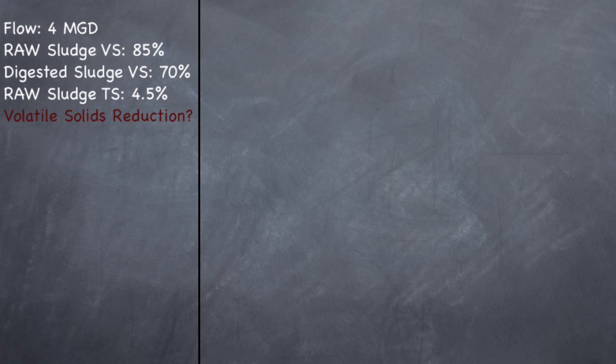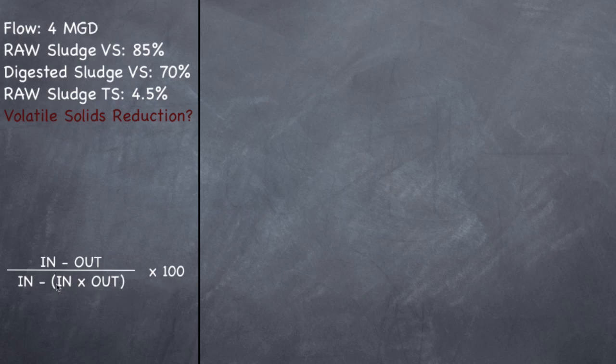And a volatile solids reduction is how much percent are you reducing the volatile matter? So how much organic matter are your anaerobic bugs consuming and turning into gas in your digester? So the formula is what's coming in minus what's coming out, over what's coming in minus what's coming in times what's coming out, times 100.